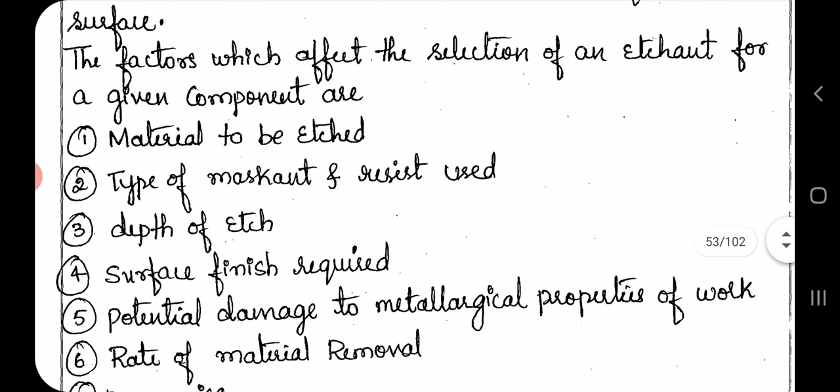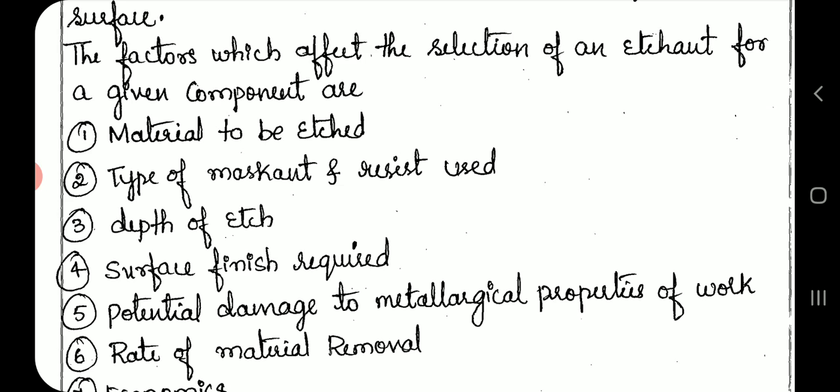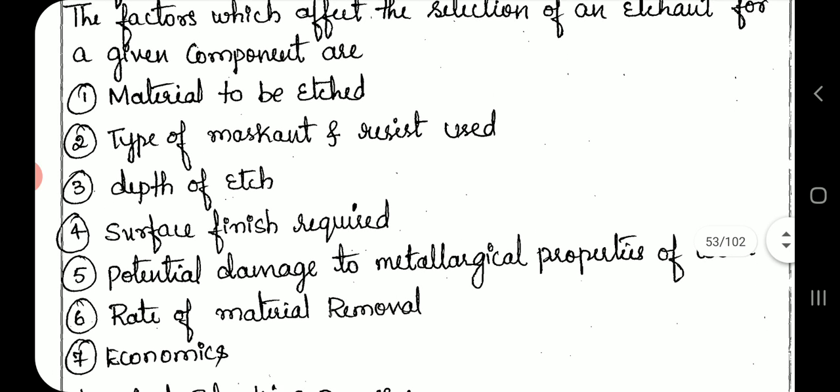The factors which affect the selection of an etchant for a given component are material to be etched, type of maskant and resist used, depth of etch, surface finish required, potential damage to metallurgical properties of work, rate of material removal, economics.